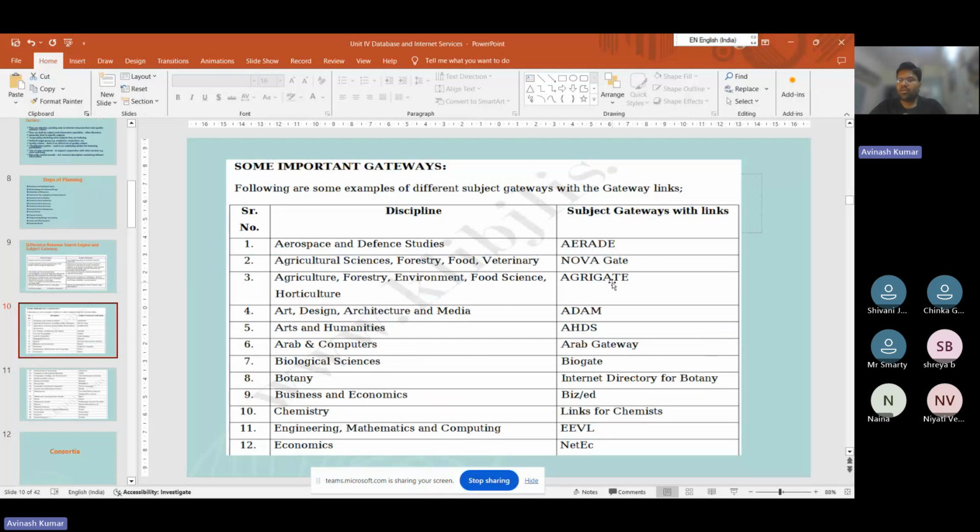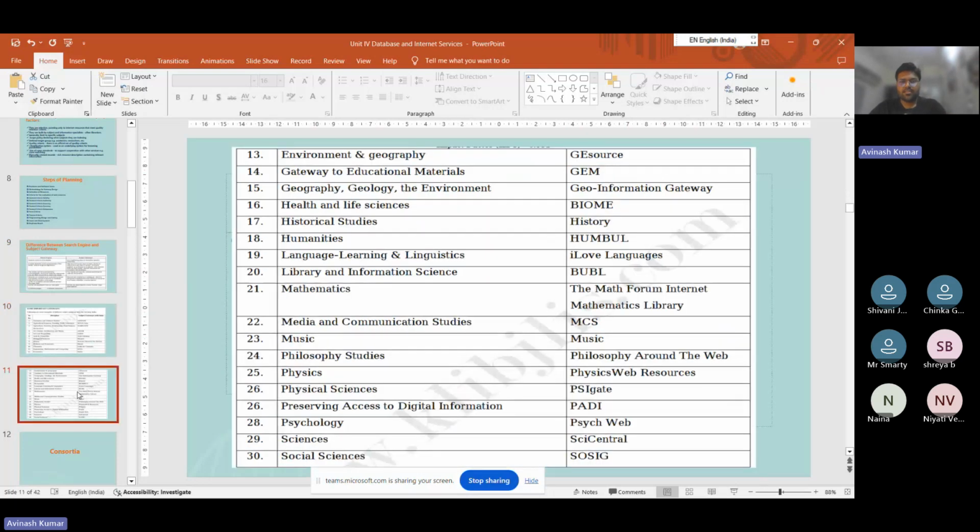These are all examples of subject gateways. You can Google it and find all this information related to subject gateways. This is the list, such as engineering, economics, botany, biology, arts and humanities, art and design. These are subject gateways. Okay, the next slide is the same: environment, geography, gateway to educational materials, geography, geology, health and life science, historical studies, humanities. These are the names of subject gateways. And BUBL is very important.